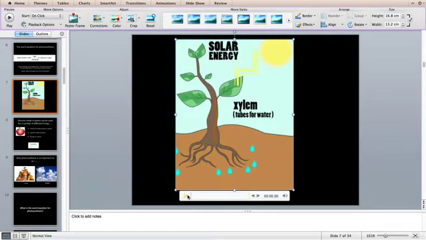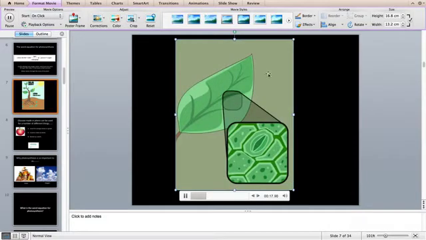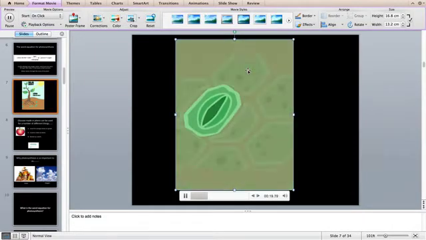Here we see water entering the roots. It goes up the plant in a special plant tissue called xylem. It's kind of a strange word, but they're essentially like little straws that take the water all the way to the leaf. The leaf here is absorbing light from the sun.